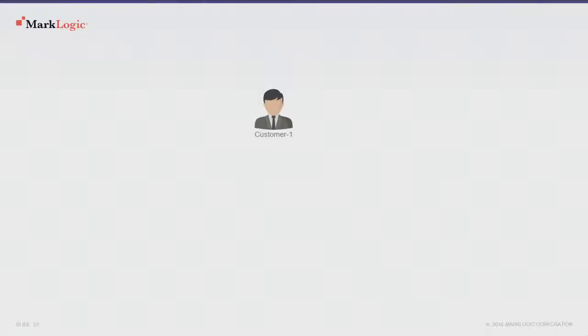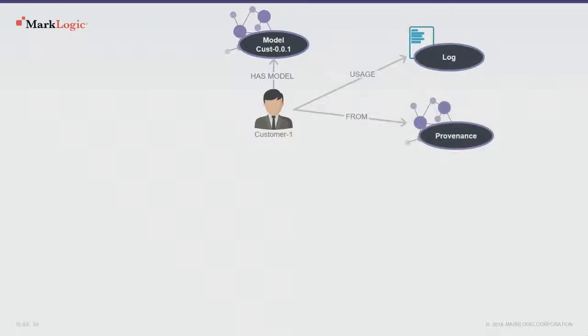And we're going to talk about that really just in terms of a summary diagram. So here's my customer, customer 1. We know this customer has a model, cust 0.0.1, the one we've been playing with so far. We know that he can be linked to a provenance graph. So that's the graph of all the changes that were made to that customer record. He might also have something like a usage log.